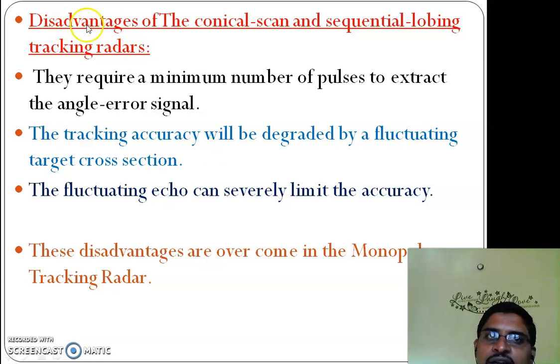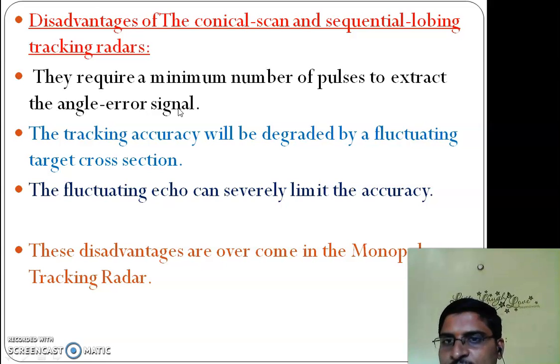Now the disadvantages of conical scan and sequential lobing tracking radars. What are the main drawbacks of these two techniques? They require a minimum number of pulses to extract the angular error, so more than one pulse has to be transmitted. Whenever a number of pulses are transmitted, there is a slight deviation in the phase of the pulses, the frequency of the pulses, or the amplitude of the pulses. Due to these variations in phase, amplitude and frequency of the pulses, the accuracy of the tracking is affected.